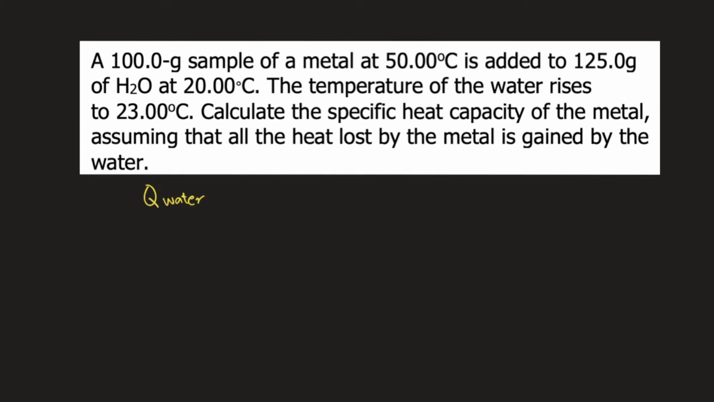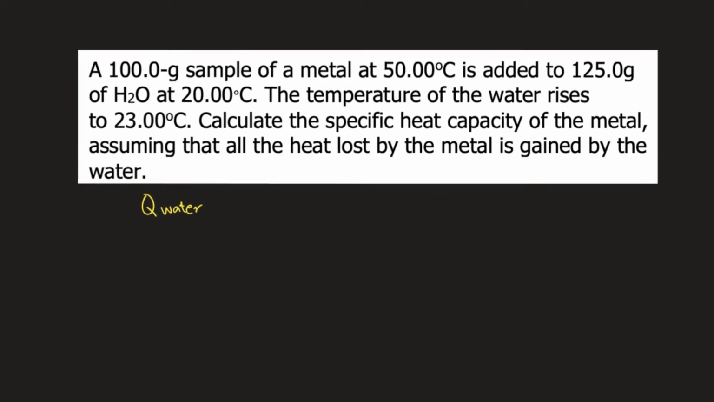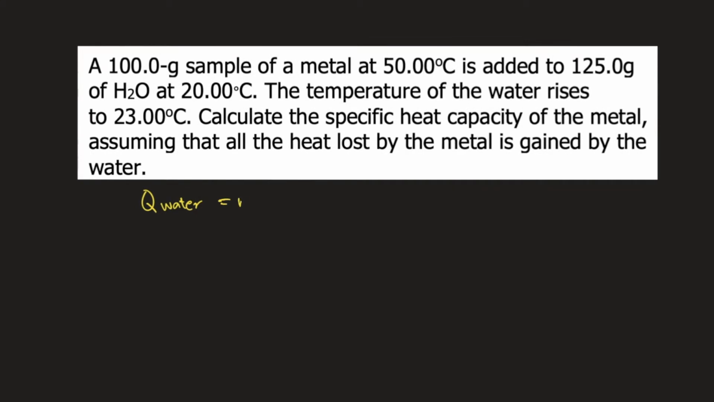of water, or the heat absorbed by water. So the formula for Q is M C delta T. M is the mass of water, that is 125.0 grams. C is the specific heat capacity of water, so even though it is not given in the problem, it is something we should be familiar with. The value of C is 4.184 joules per gram degrees Celsius.